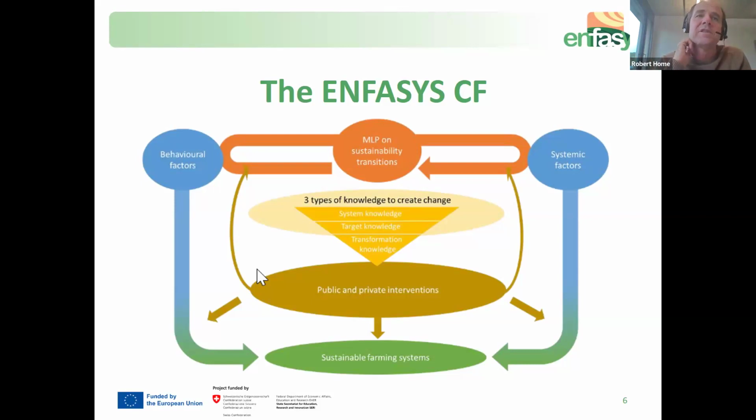And these interventions, along with the behavioural factors and the systemic factors, with these feedback loops built in, lead to at least the potential for making changes towards sustainable farming systems. And that's what the whole purpose of this exercise was about. And with that, I'm done.